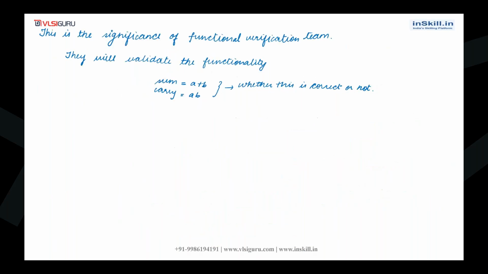So that is the significance of the functional verification team. They will be validating the functionality. Whatever is written here, sum is equal to a plus b, carry is equal to a b, whether this is correct or not, that is what will be validated by the functional verification team.